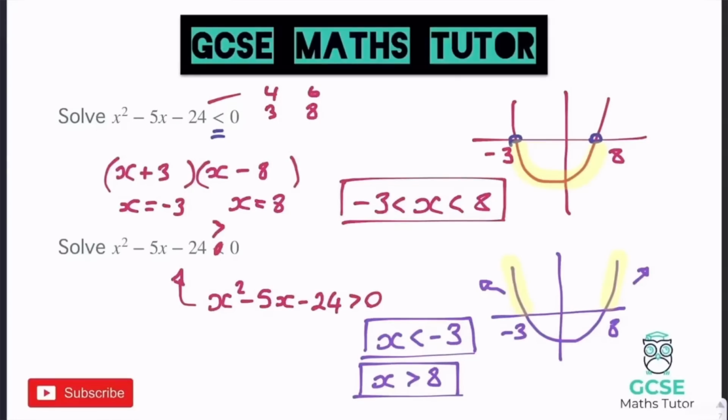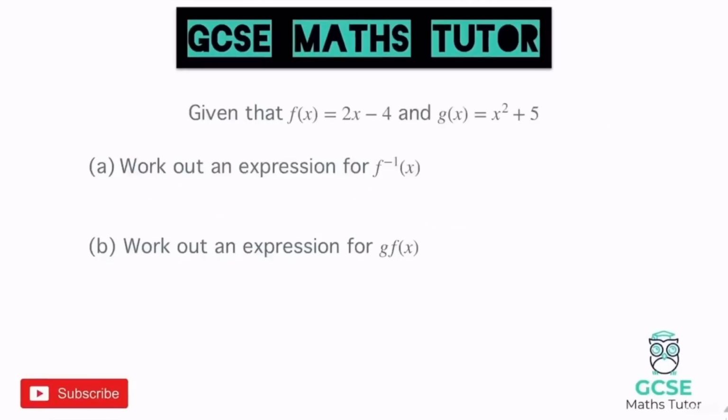So that's solving a quadratic inequality. Just got to think about which part of the graph you're actually looking at. Okay, so we've got a functions question. We've got f of x is 2x minus 4 and g of x is x squared plus 5.